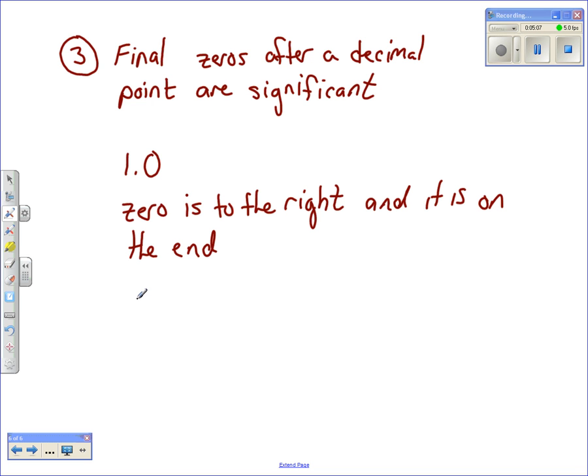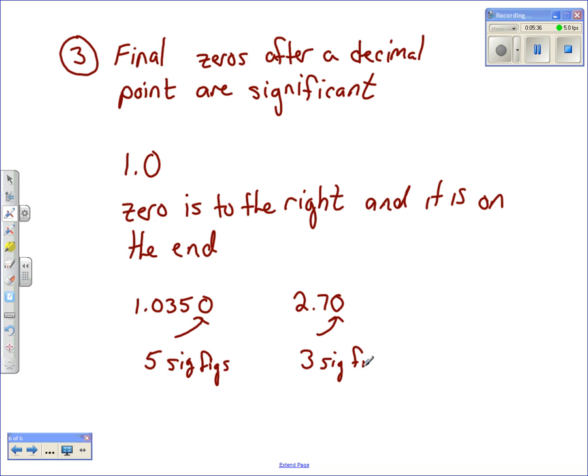Other examples might be 1.0350. There's a final 0 after the decimal point. Or 2.70, final 0 after the decimal point. They are significant. We actually also have a sandwich in here too. All right. In this particular example, you'd have 5 sig figs. And in this particular example, you'd have 3 sig figs. Okay. So there is the third rule.